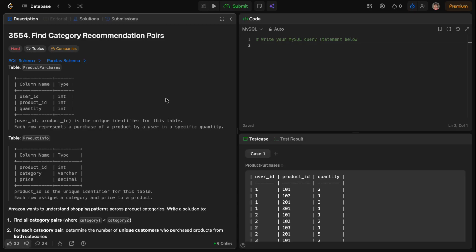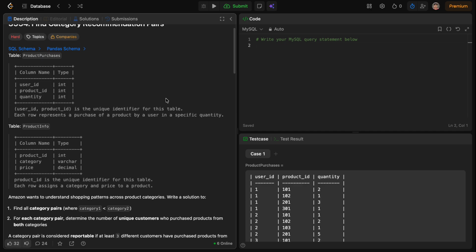Back to another video. Today we're going to solve the hard level question from the SQL series, and this is the question: find category recommendation pairs. This is a hard level question, so when you attempt it, make sure you understand each condition and then write down the solution condition-wise. Let's see what it gives us.